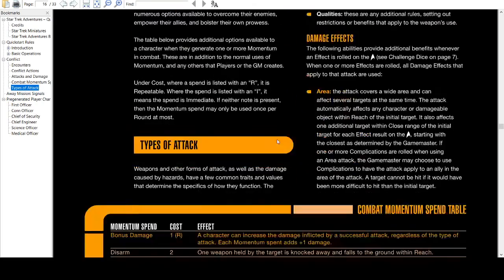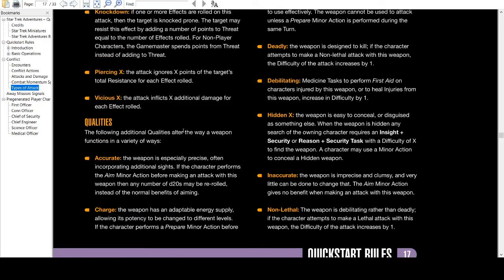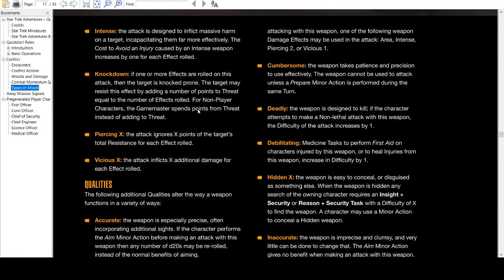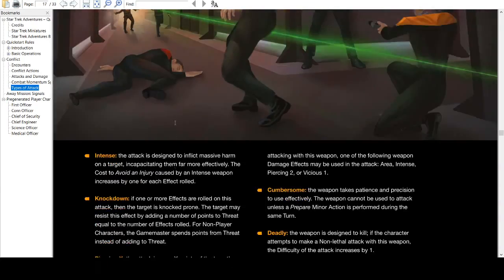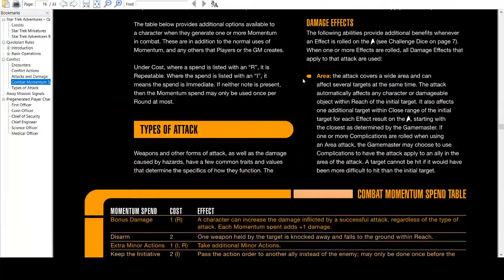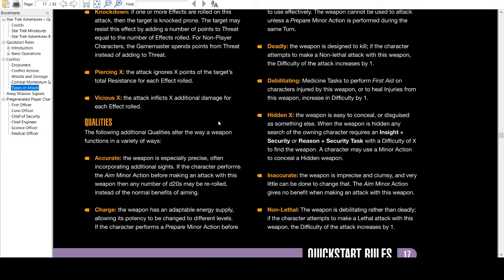Alright, so let's go back. So we have qualities. We have not encountered charge and intense yet. So I'm guessing those are effects. These are effects, and now we are going into qualities. Alright, the following qualities alter the way a weapon functions in a variety of ways. Accurate. The weapon is especially precise, often incorporating additional sights. If the character performs the aim minor action before making an attack with this weapon, then any number of d20s may be rerolled instead of the normal benefit of aiming.